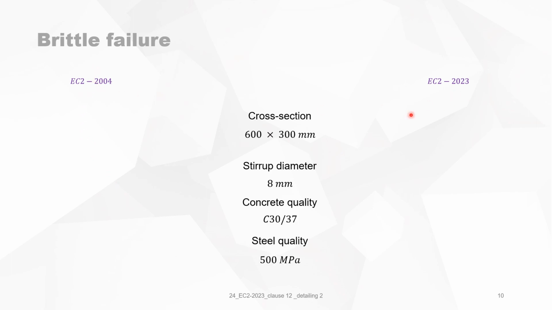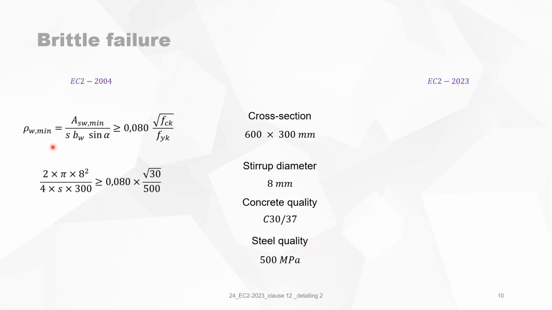We will now make a comparison between the version of 2004 and the version of 2023 for a cross-section 600 by 300, a stirrup diameter of 8, concrete quality C30, and steel quality B500 or 500 megapascal. We will do that by assuming, of course, in Eurocode 2, it's independent of ductility class, and we will make the comparison with the version of 2023 with a ductility class B, which is the most commonly used ductility class.